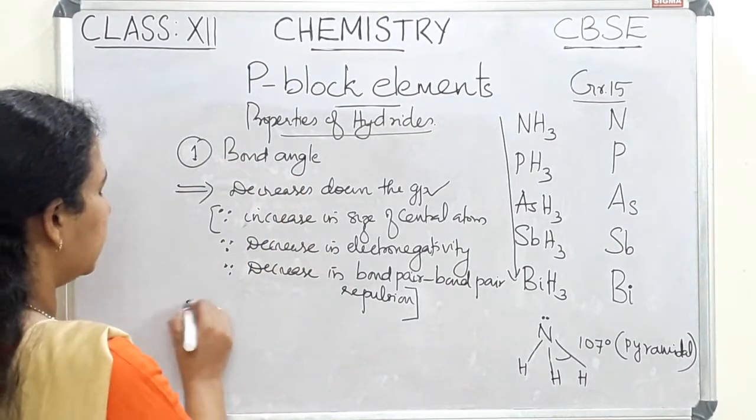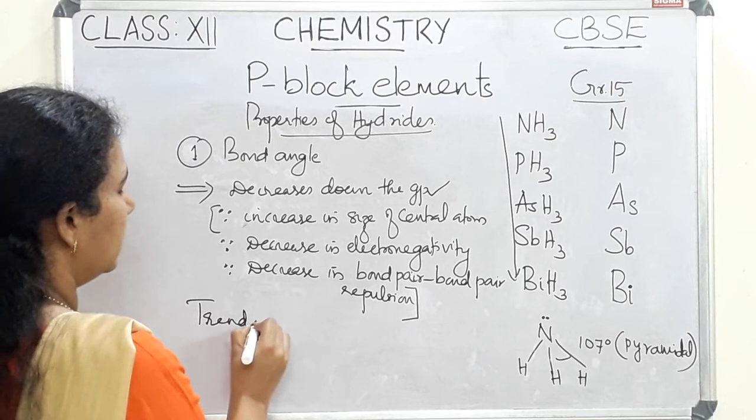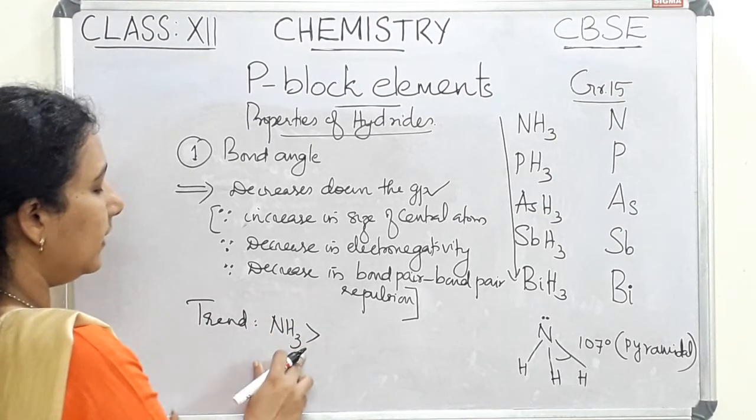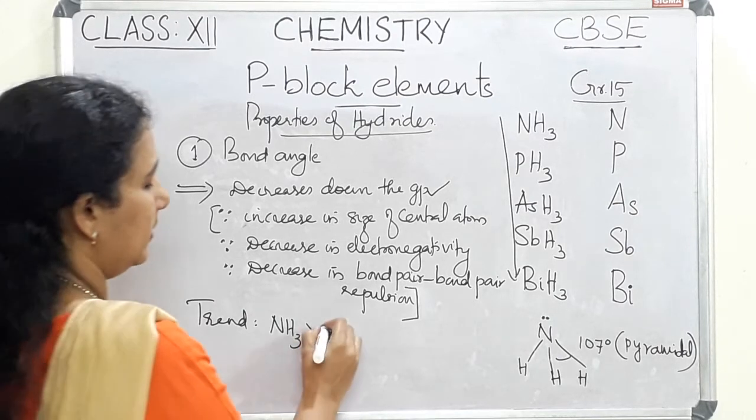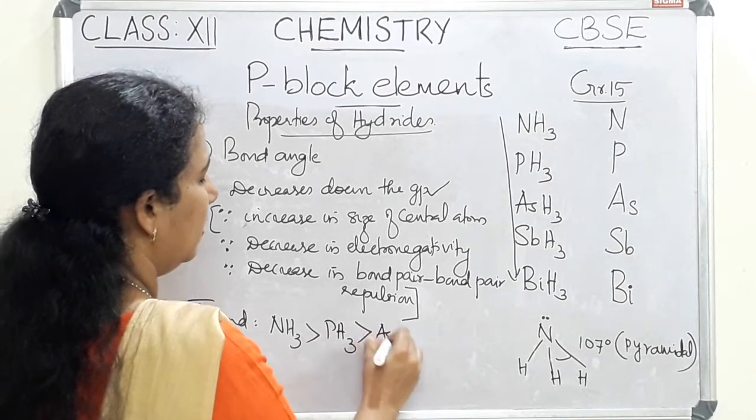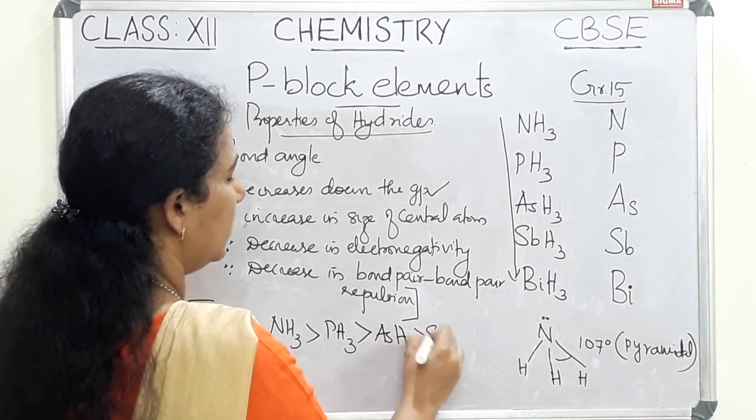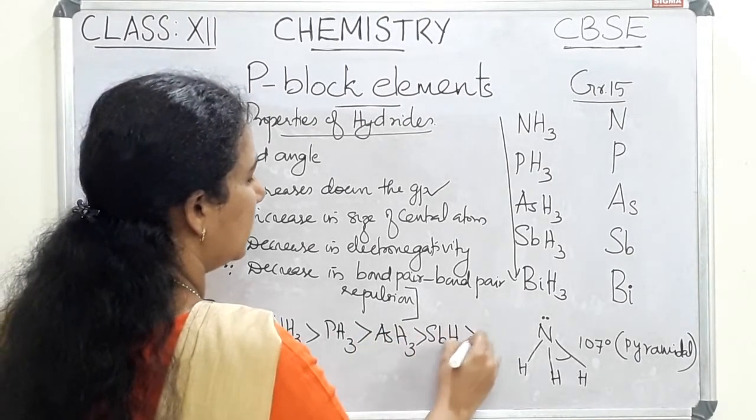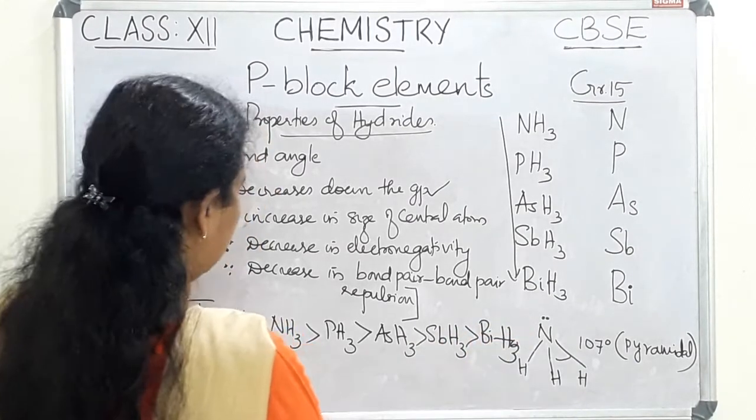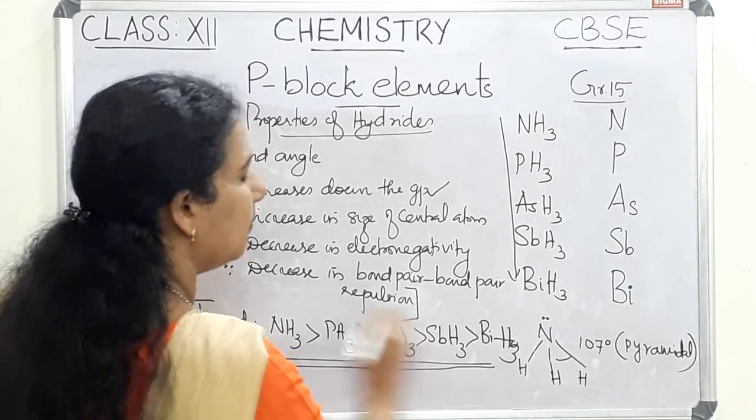So the trend is NH3 greater than PH3 greater than AsH3 greater than SbH3 greater than BiH3. The bond angle of ammonia will be greater. So this is the trend in bond angle.